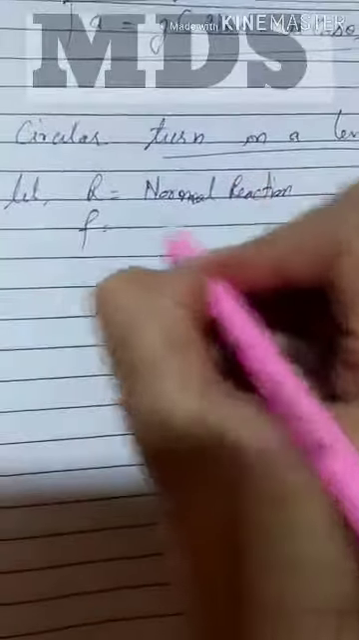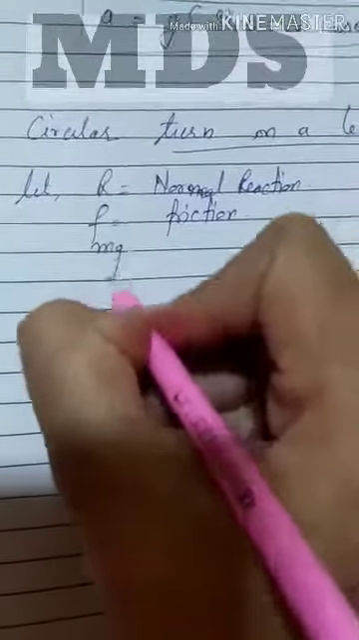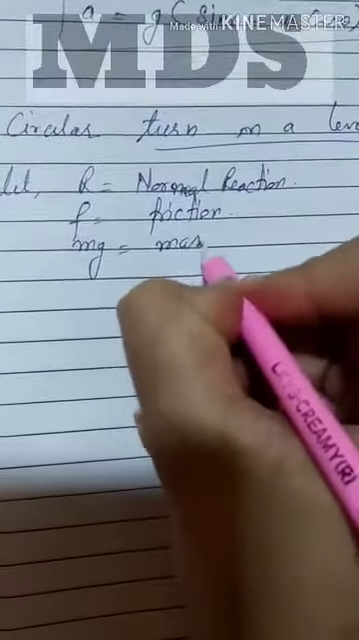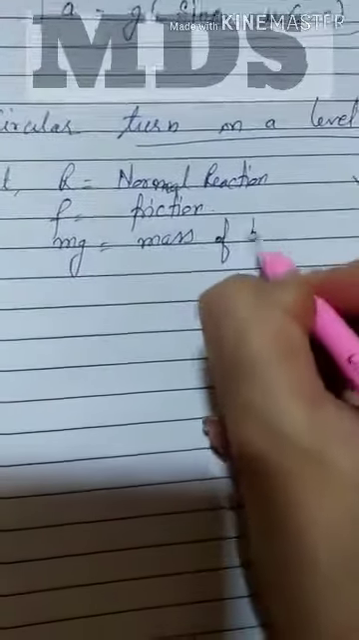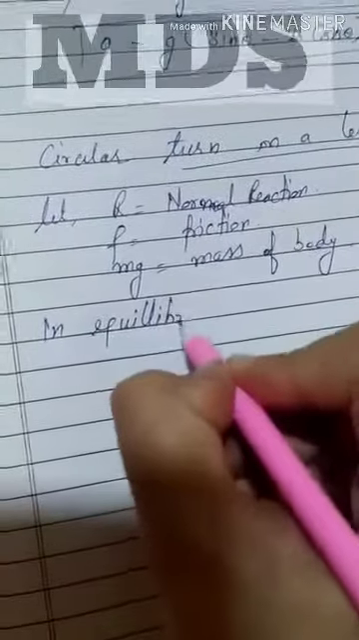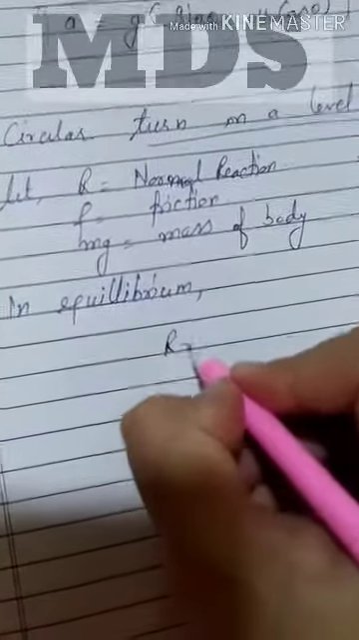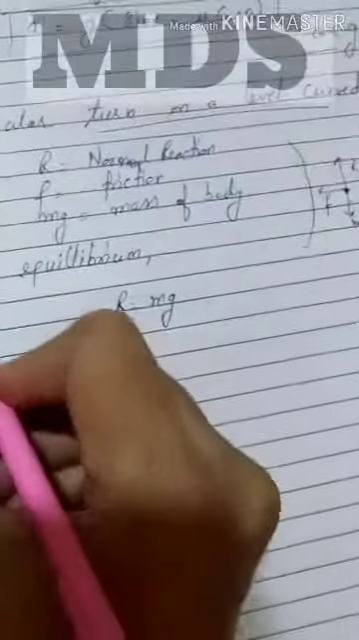Let R equal the normal reaction, F is friction, and mg is the mass of the body. Any body we are taking, moving on this road, has its mg acting on it. Then in equilibrium condition, R equals mg.